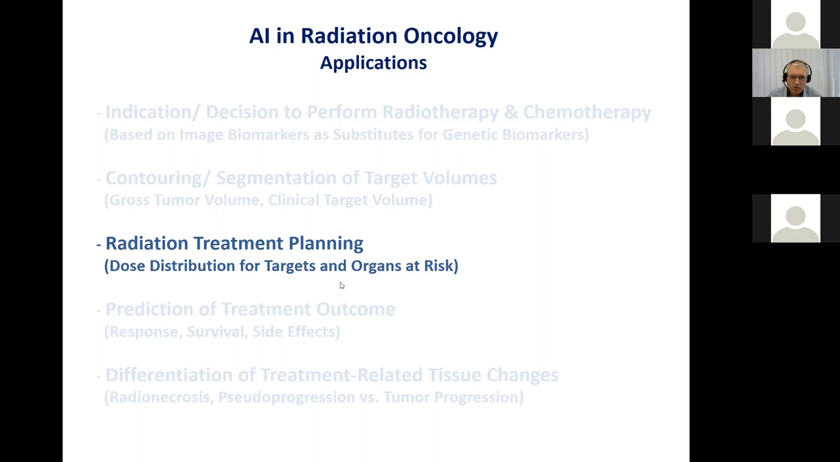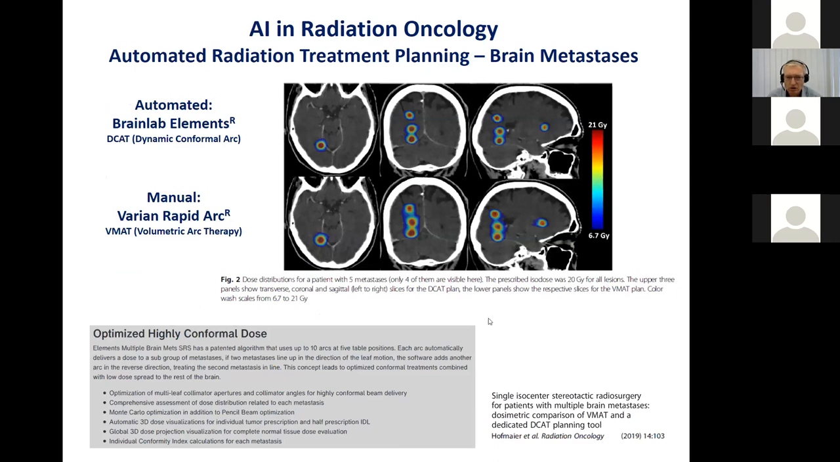I'm not going to go into detail with this very much, but I just want to show you one system, one software, which can be used with a dedicated system. And it's from the company BrainLab, and it's called BrainLab Elements. It's a dedicated software that automates planning for multiple brain metastases.